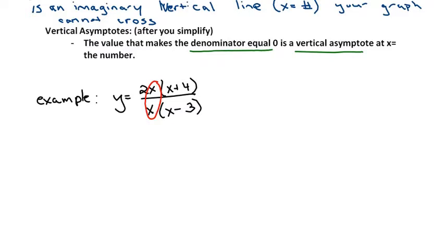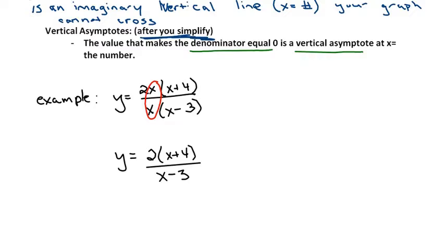So if you were finding a hole, that would be that one. The next thing you would find is anything that's left on the bottom after you simplify. So y is equal to 2 parentheses x plus 4 over x minus 3. After you simplify, your problem can still have a 0 on the bottom. It's still a fraction, so you don't want any zeros on the bottom.